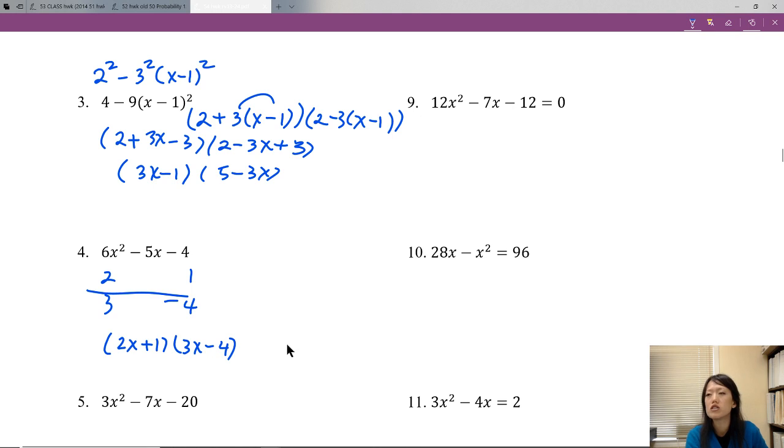This is not a solving question. Do not solve it, right? You just factor. Chi, you got to pay attention. What are you doing? Okay, next one, number 5.